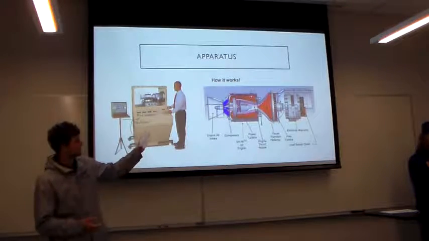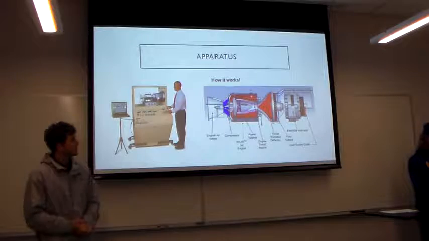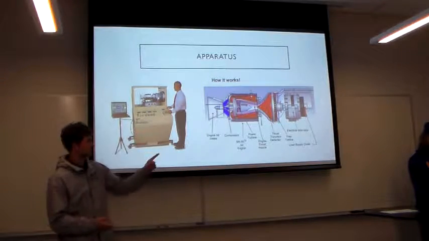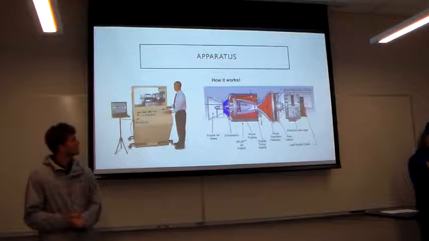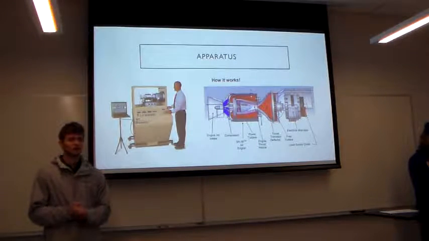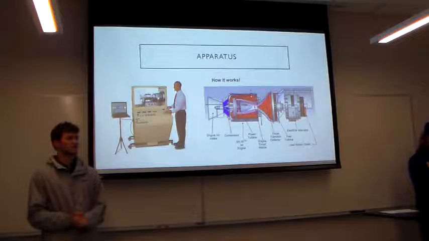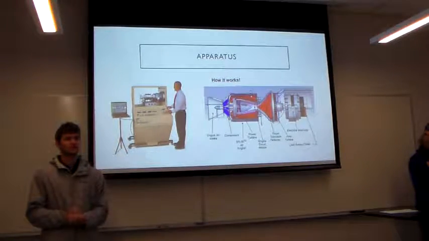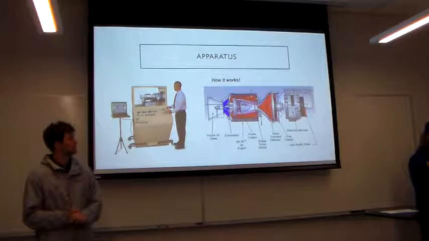So the air is deflected into another turbine. This is the free turbine. I believe the first one's called the power turbine. This is the free turbine. And the free turbine is connected by a shaft to an alternator. And the alternator takes the rotational mechanical energy and makes it into electric power.